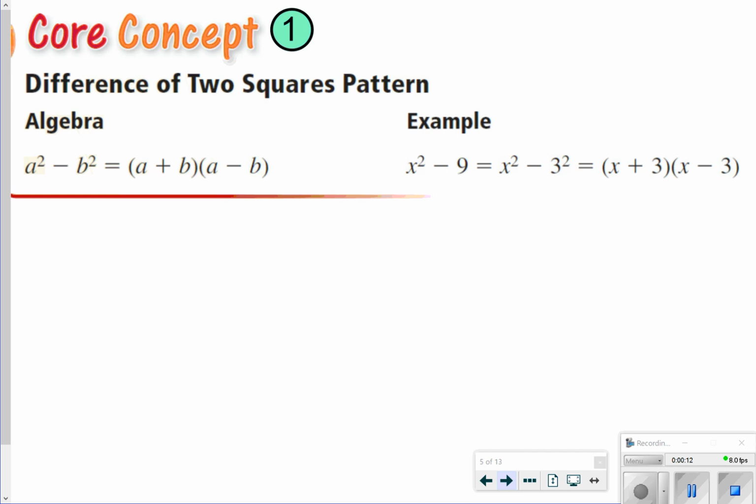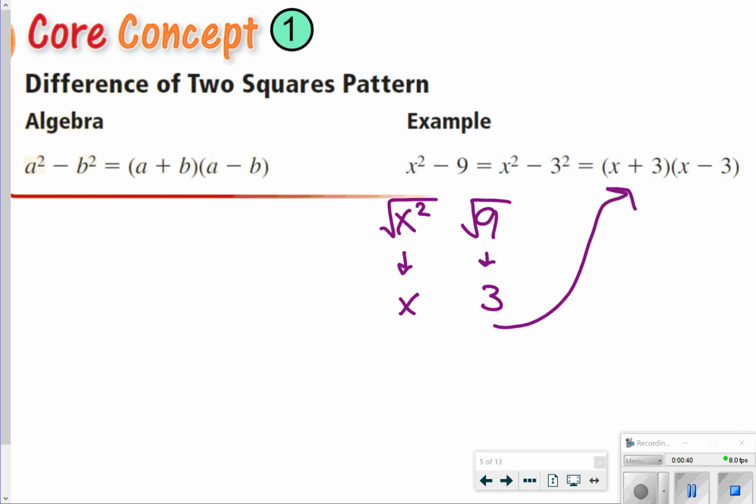The first thing we want to make sure we still understand is the difference of two squares pattern. If you have a squared minus b squared, that just represents the factored version of a plus b times a minus b. Another example you could see would be x squared minus 9. You're essentially just trying to find the square root of x squared and the square root of 9. The square root of x squared is x, and the square root of 9 is 3. So one factored binomial would be x plus 3, and the other one would be x minus 3.